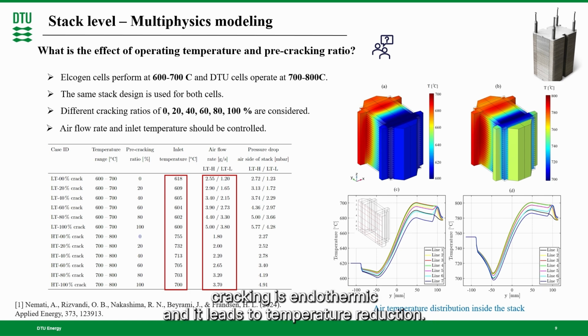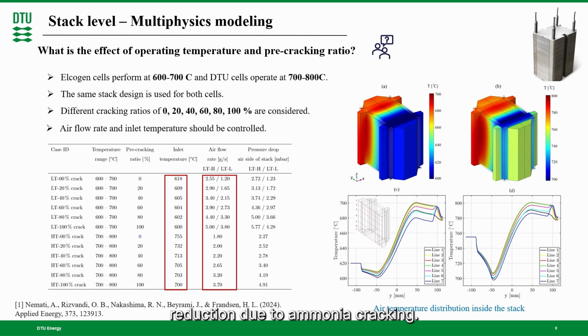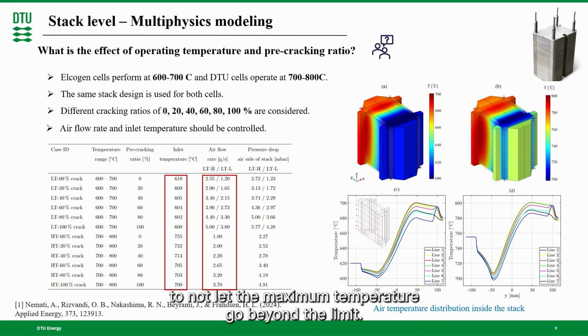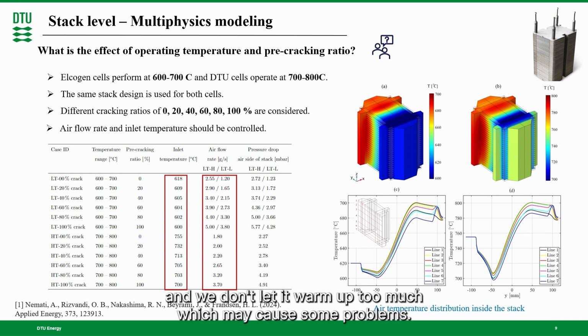We should control the inlet temperature to not let our minimum temperature go beyond the limit, because this ammonia cracking is endothermic and it leads to temperature reduction. As you can see here at the inlet, we have a large temperature reduction due to ammonia cracking. And we should also control the airflow rate to not let the maximum temperature go beyond the limit. By sending more air, we cool down the stack and we don't let it warm up too much, which may cause some problems.